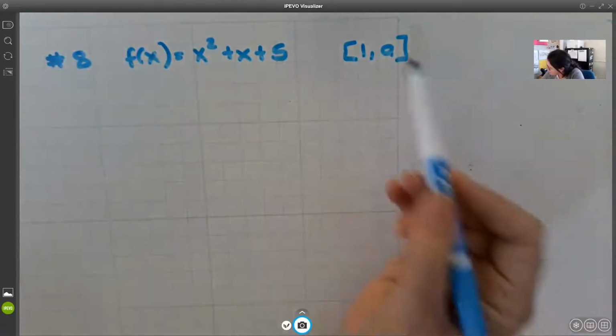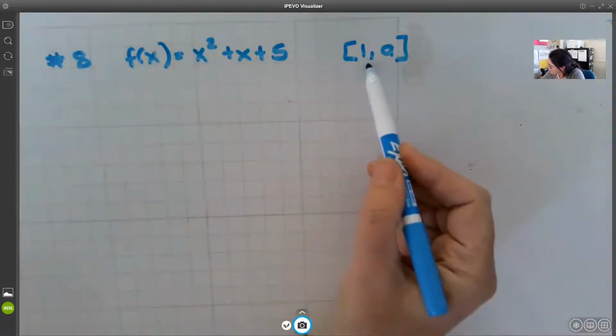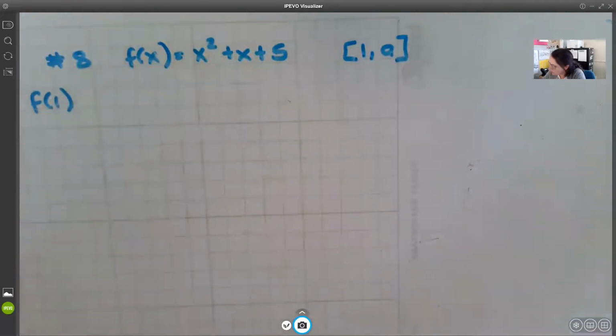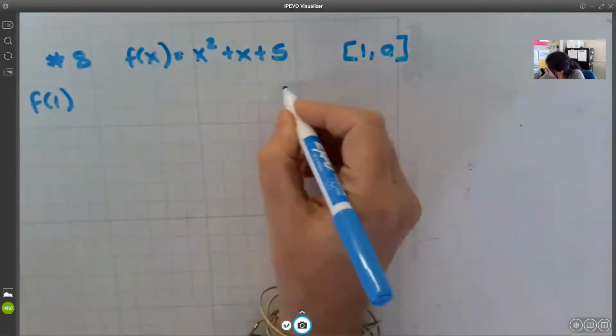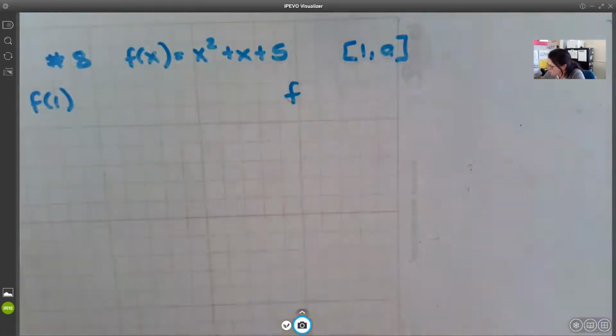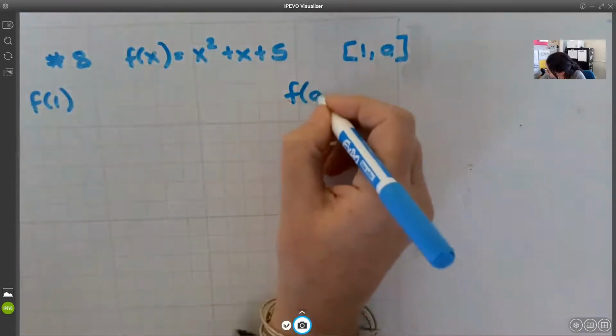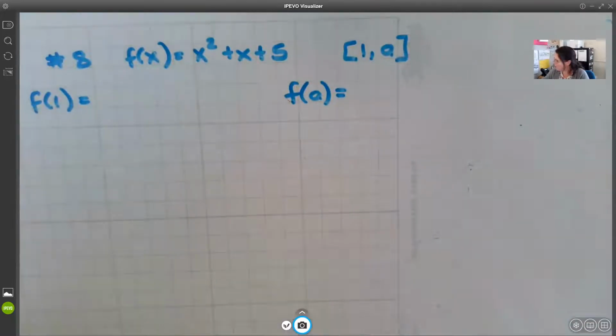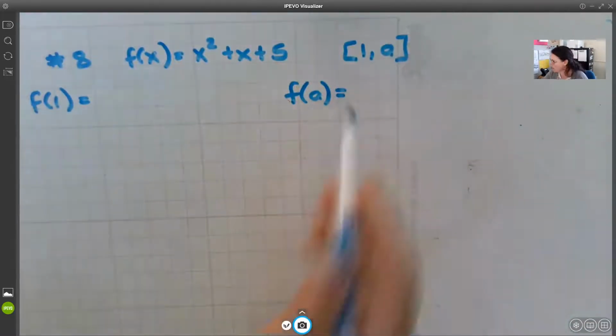The way that you're going to do this is pretty much the same as what we've done before. If this was an interval with numbers, you would just substitute in f of 1 and figure out what that y value is. And then if, let's say this was a 3, you would do f of 3, find that y value, and then you would have two ordered pairs. You would use your slope formula to find your average rate of change. Well, you're basically going to do the same thing, even though that's not a number, you're going to do the same thing with the a.